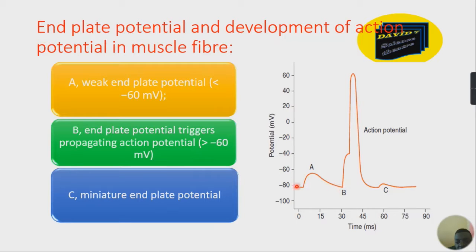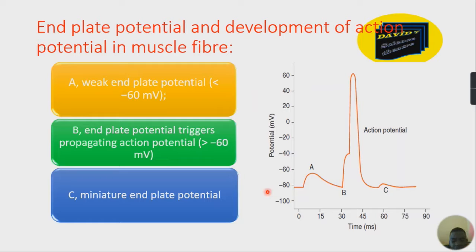After that, the end plate potential will trigger a propagating action potential. From the end plate potential, it will trigger an action potential to be propagated. And this is greater than negative 60 millivolts, as you can see here, and that is B. Then C is what we call the miniature end plate potential. After the action potential, we have a miniature end plate potential. That is very small, but it is there. We shall talk more about it in this very video.